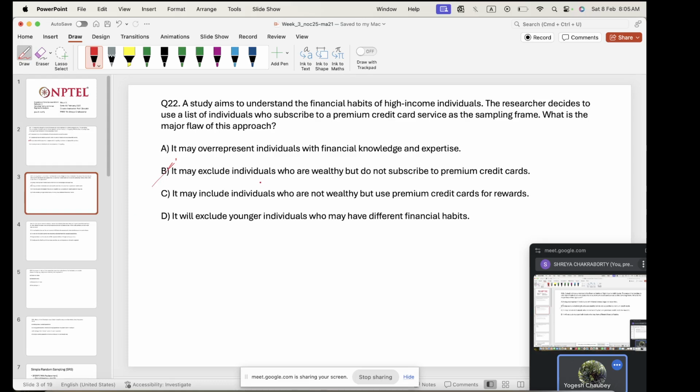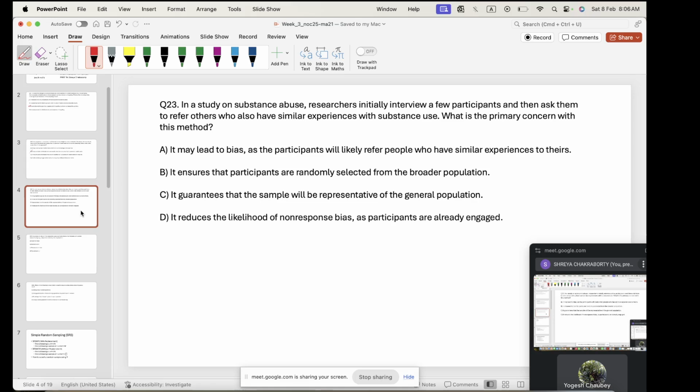Because I do want high income individuals. So if I leave out these people who are wealthy but do not subscribe to premium credit cards, my data set will be a little skewed.